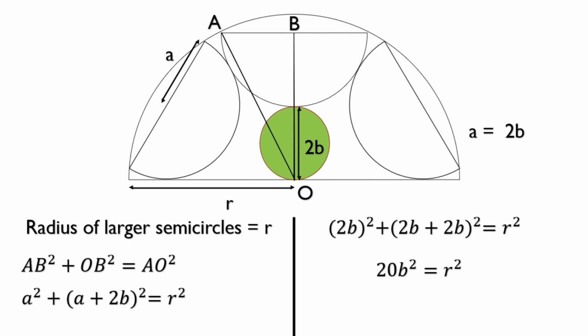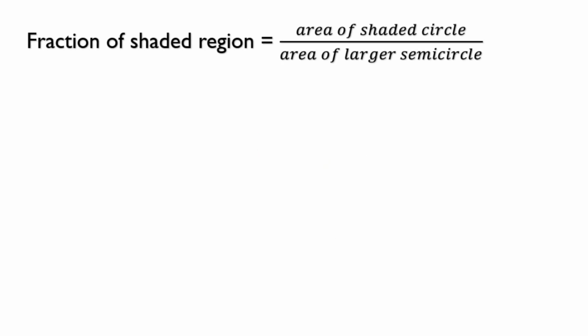Now the fraction of shaded region is equal to the area of the shaded circle upon the area of the larger semicircle. So the area of the shaded circle is given by the formula pi b square, and the area of the larger semicircle is half of the area of the complete circle formed by radius r. So it can be written as pi r square upon 2. We get 2b square upon r square. Now substitute 20b square in place of r square. We get the fraction of shaded region is equal to 1 upon 10, and that is our solution.